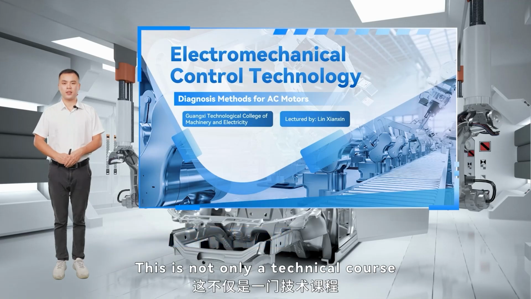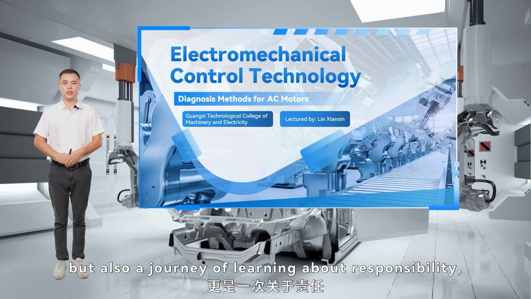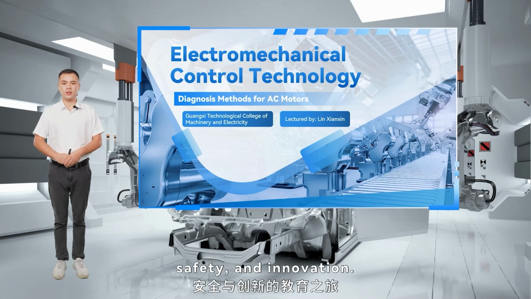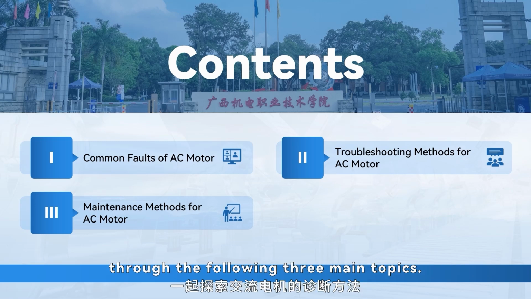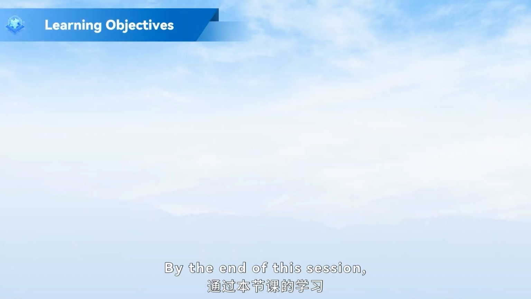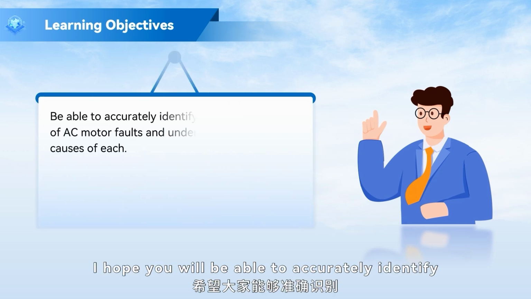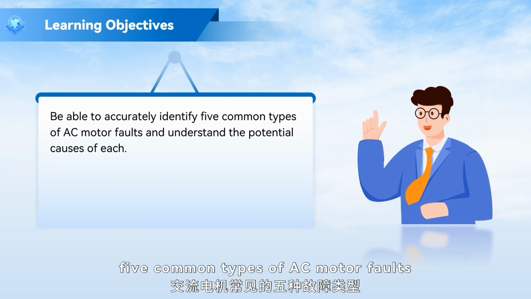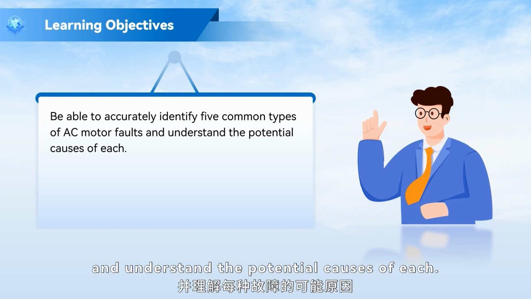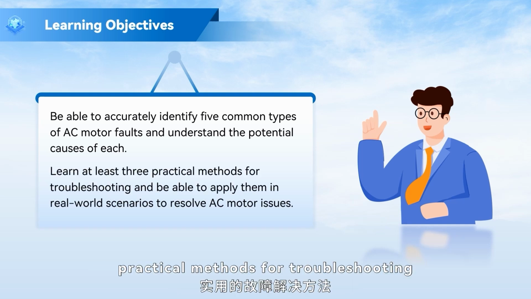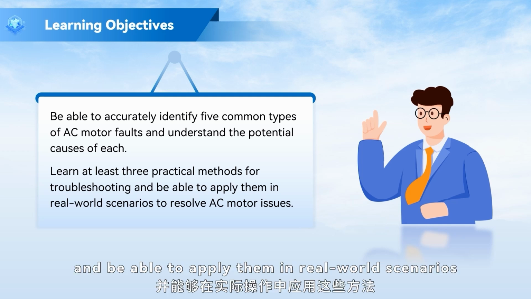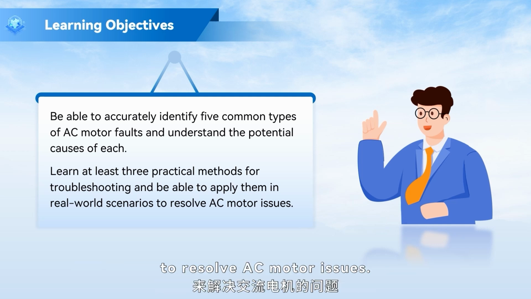This is not only a technical course but also a journey of learning about responsibility, safety, and innovation. Today, we will explore the diagnostic methods for AC motors through the following three main topics. By the end of this session, I hope you will be able to accurately identify 5 common types of AC motor faults and understand the potential causes of each. Learn at least 3 practical methods for troubleshooting and be able to apply them in real-world scenarios to resolve AC motor issues.